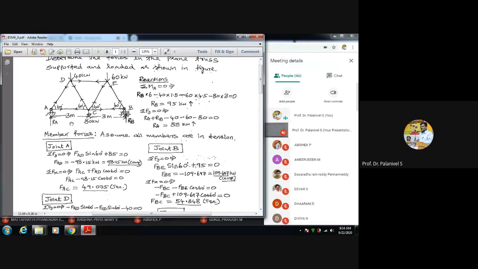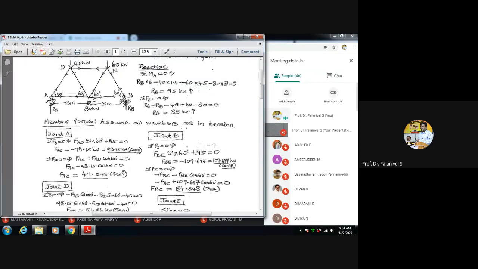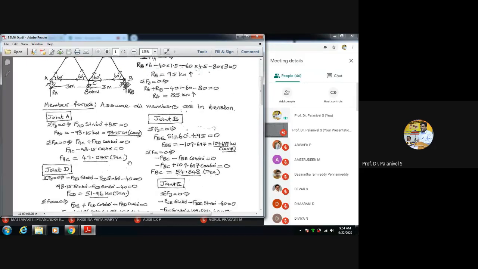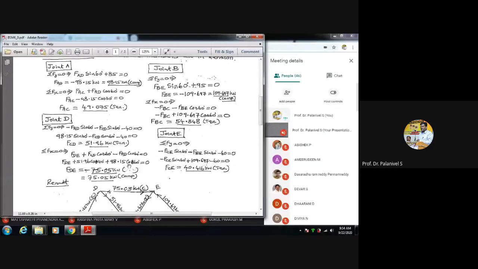I want to go to joint D. That's why I have written joint D here. Resolve the forces, same procedure. Is it necessary to explain? It will take time. That's why can you revise it?